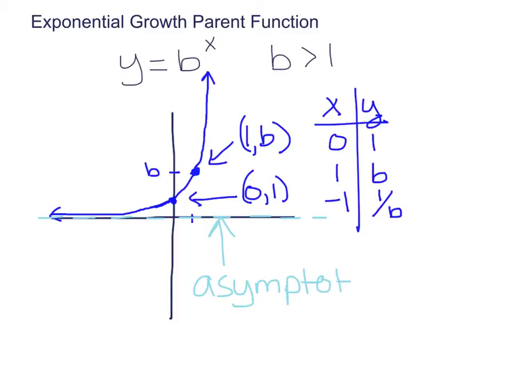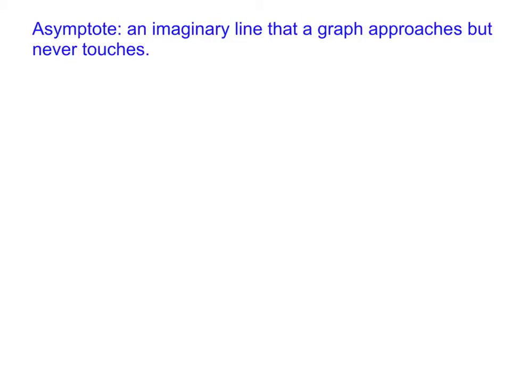And that's a very important word, so I'll define it on the next page. That's the asymptote. In this particular one, it's an imaginary line at y equals 0. Okay, so an asymptote, a very important vocabulary word for you, is an imaginary line that a graph approaches but never touches.